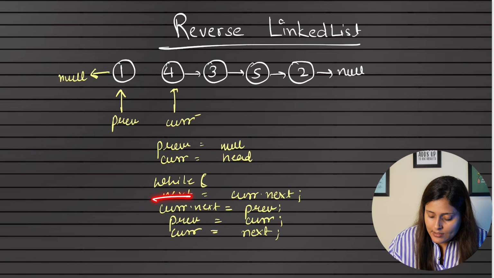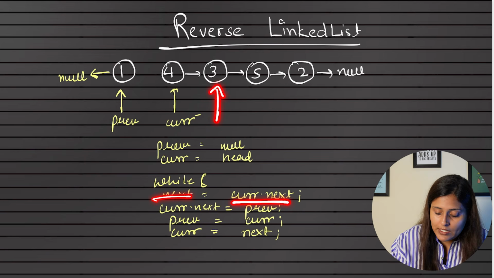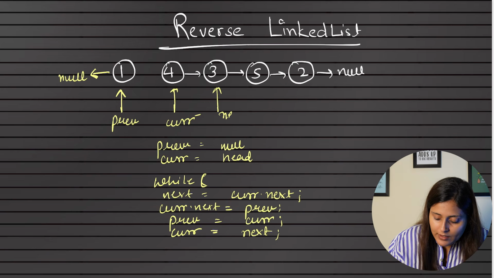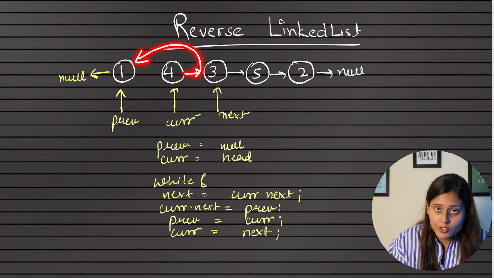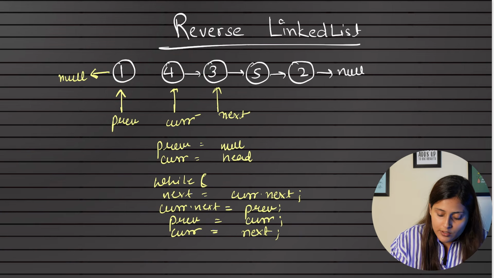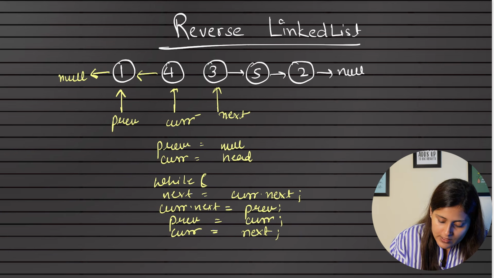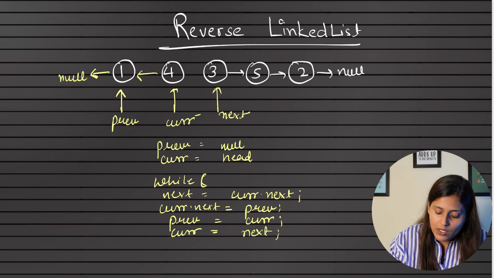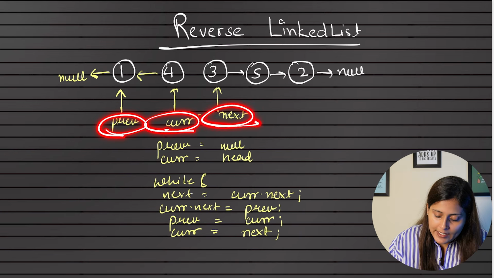Again, next we will save current dot next, which is 3. So 3 will be having next. Done. Now again current dot next we have to point it to previous. Previous is having 1. So I will revert this to this. Done. Now again we have to move this previous, current and next.